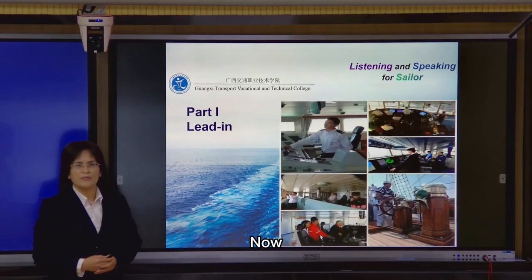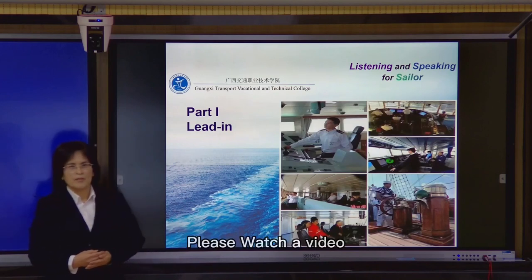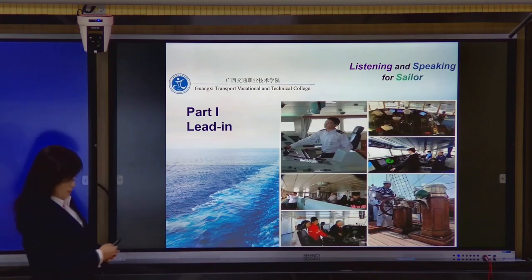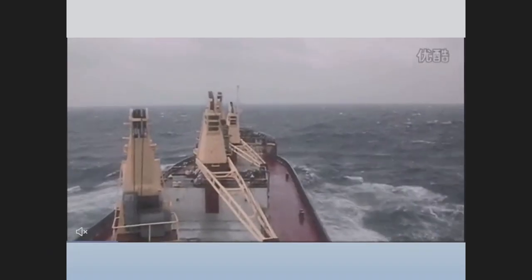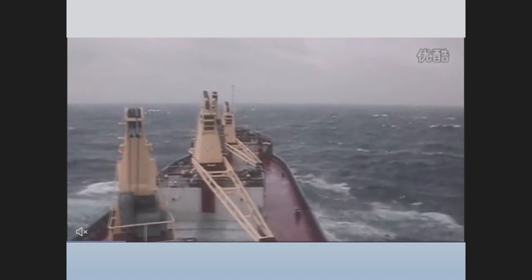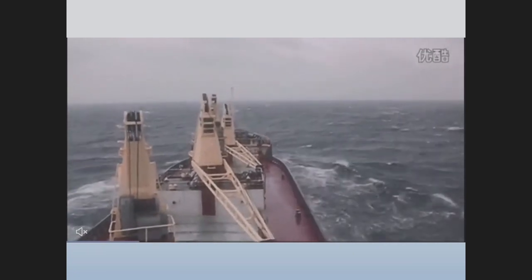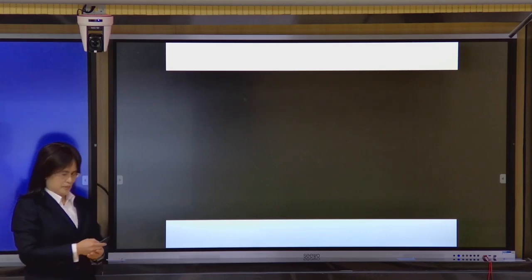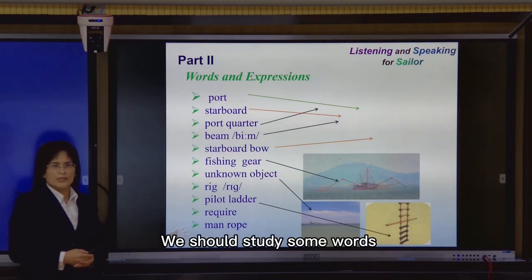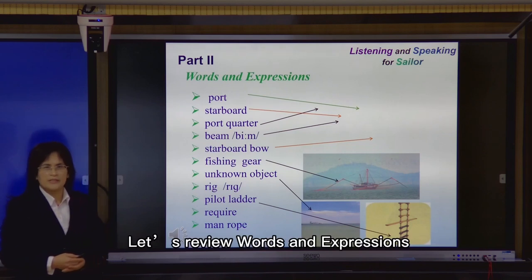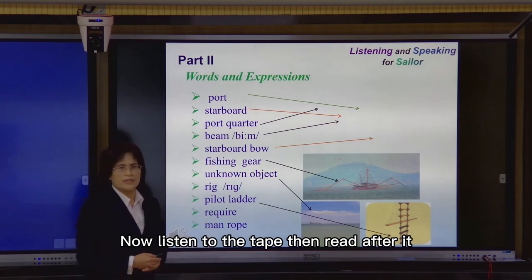Part 1, reading. Now, please look at the picture. Guess, what are they doing? Please watch a video. They are sailing. Okay. Part 2. Words and expressions. We should study some words. Let's review words and expressions. Now listen to the tape, then read after it, please.